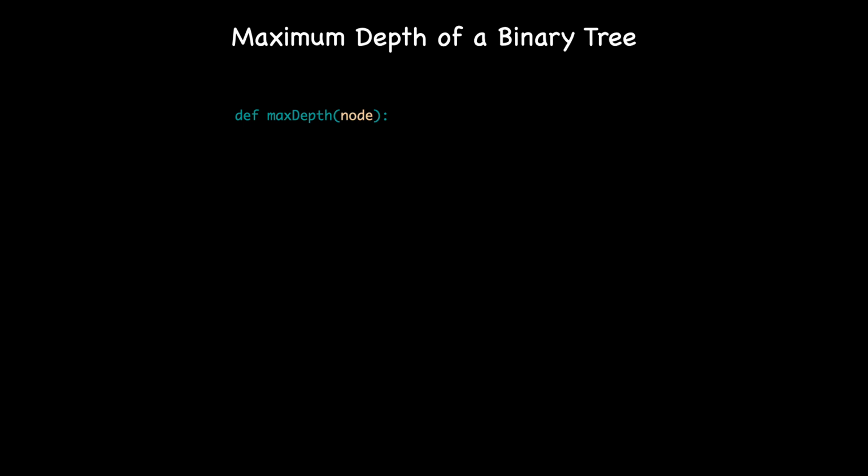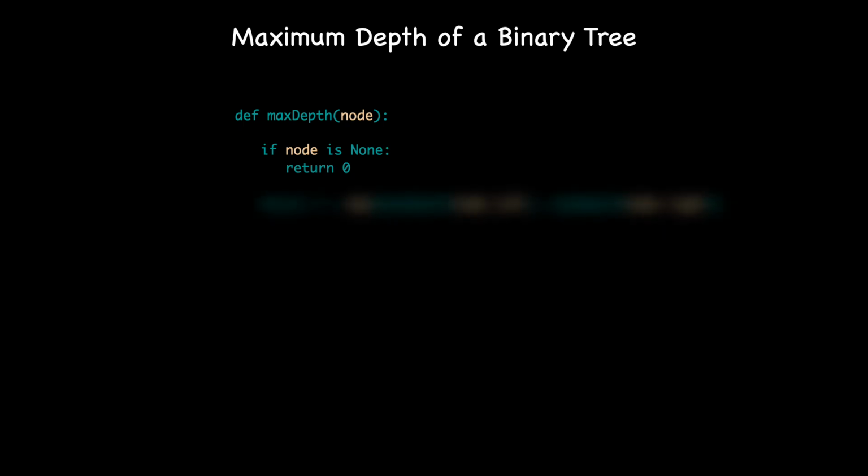Let's now review the code. The function maxDepth takes a node as a parameter. The first thing we'll do is add the base case, or the stop condition, which is: if node is none, return 0. Next, we will recursively run the maxDepth function on the left and the right child nodes. Take the maximum of the two and add 1 to it and return the maximum depth.